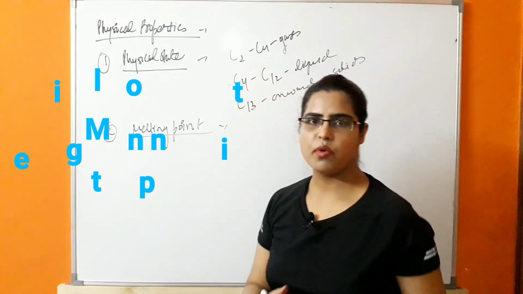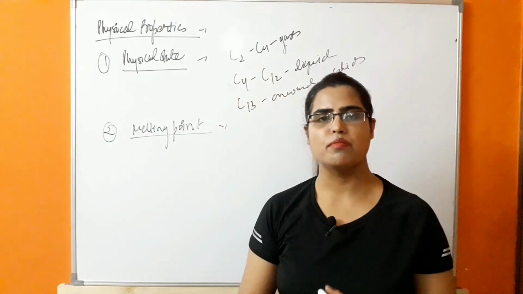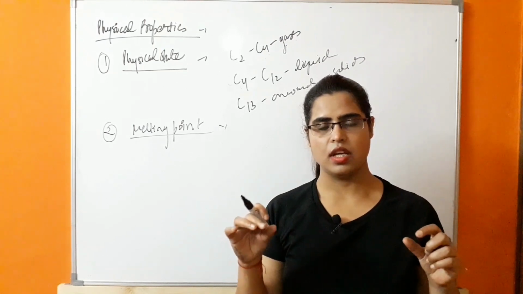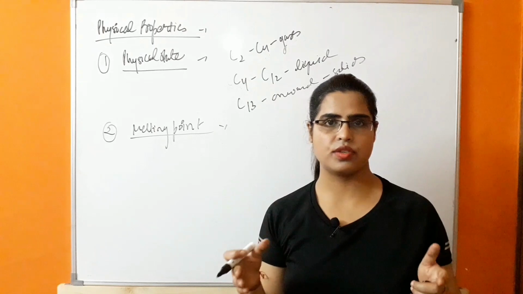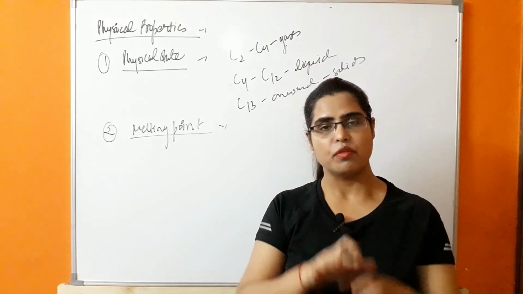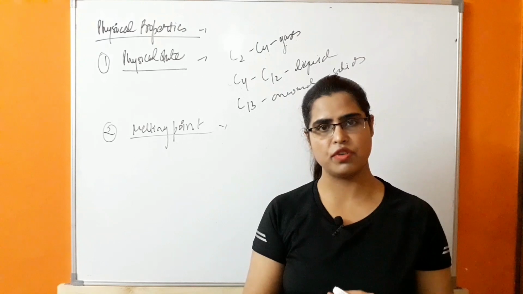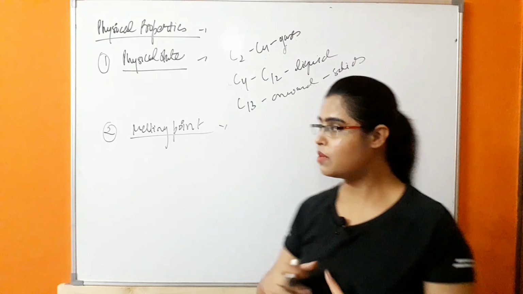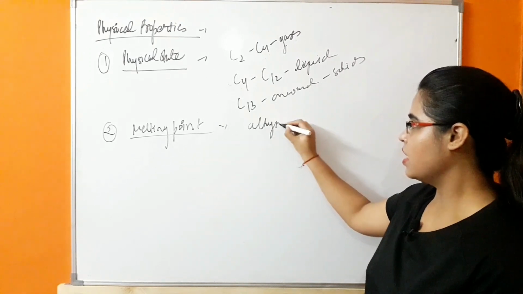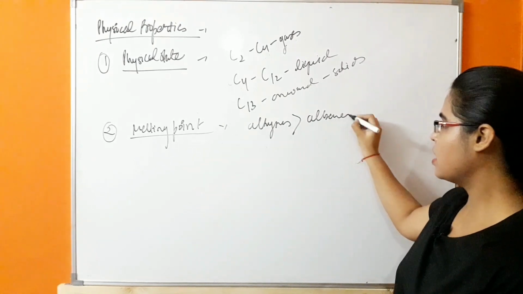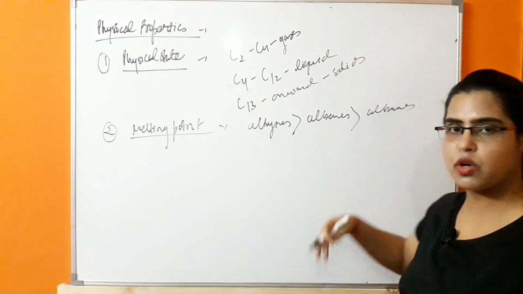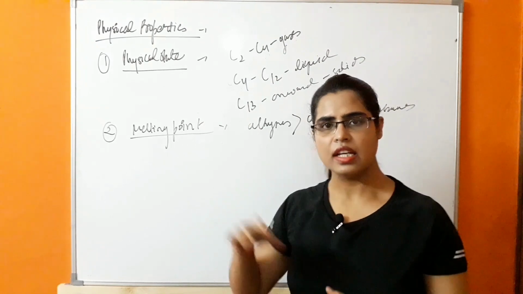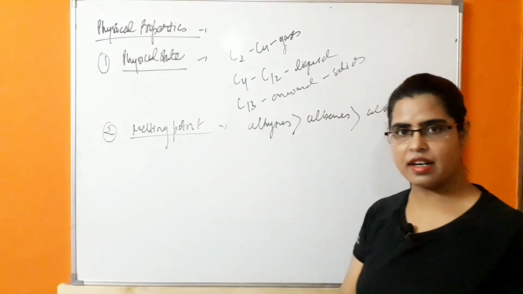The melting points of alkynes are higher than those of alkenes and alkanes. It is because of their linear structure. Because of their linear, cylindrical structure, the packing of alkynes within the crystal lattice is much more efficient, much closer, in comparison to alkenes and alkanes. So the melting point of alkynes is greater than alkenes and alkanes because of the packing, which is much more efficient due to the cylindrical structure.